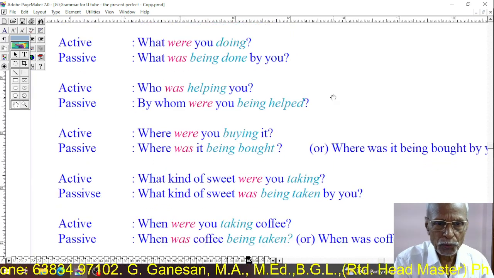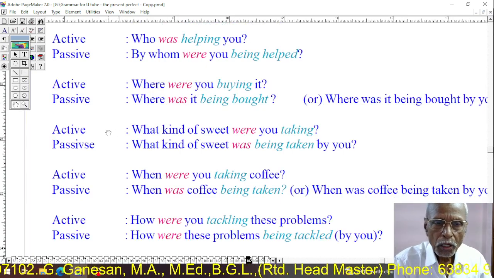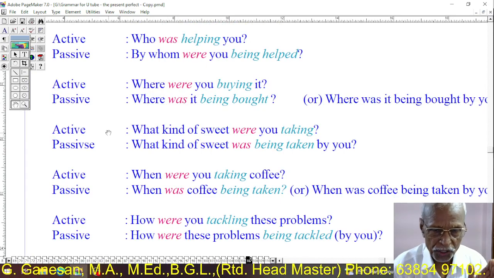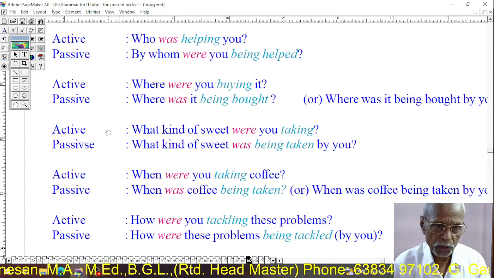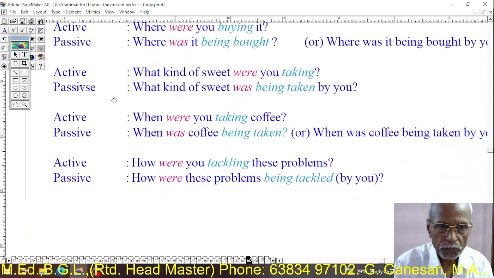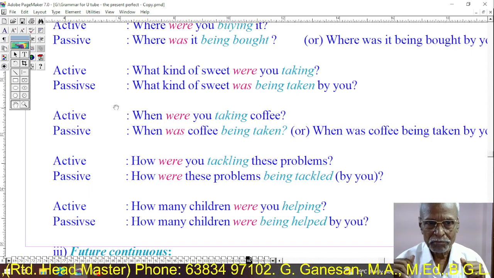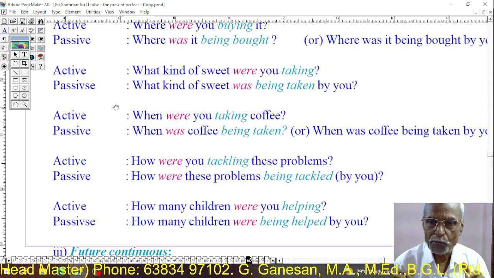Who was helping you? By whom were you being helped? Why were you buying it? Where were you buying it? Where was it being bought? What kind of sweet were you taking? What kind of sweet was being taken by you?